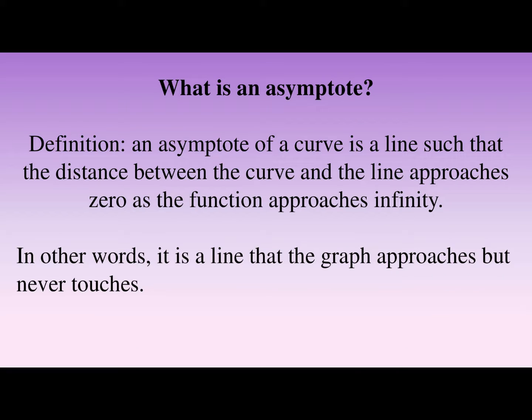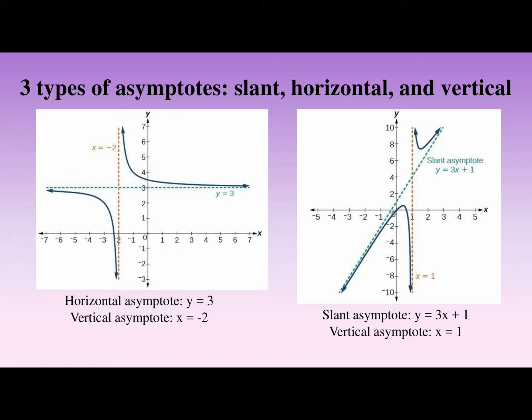An asymptote of a curve is a line such that the distance between the curve and the line approaches 0 as the function approaches infinity. In other words, it is a line that the graph approaches but never touches. There are three types of asymptotes. We have slant asymptotes, horizontal asymptotes, and vertical asymptotes.